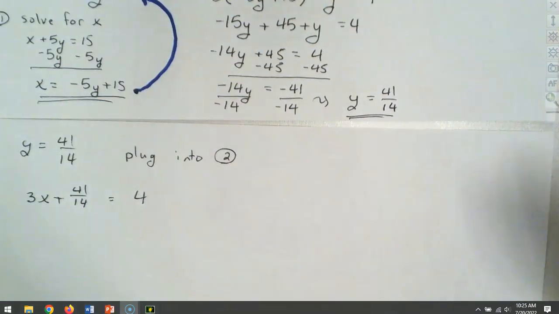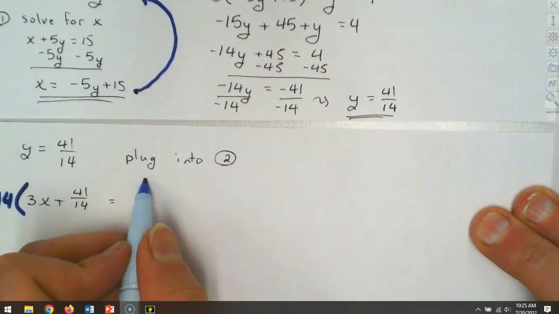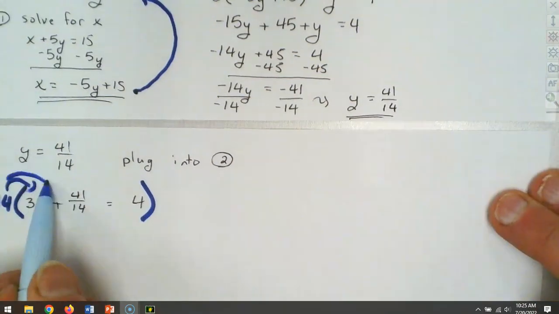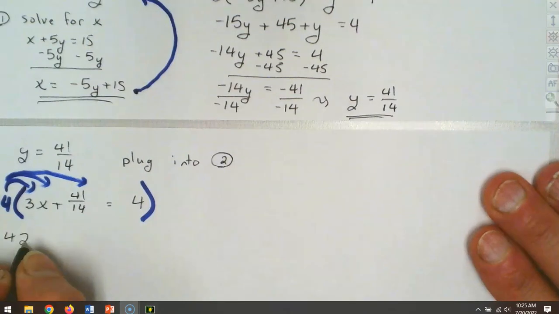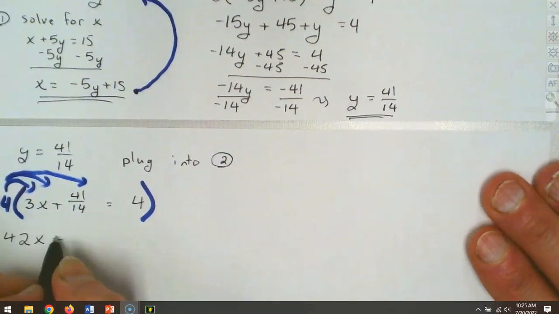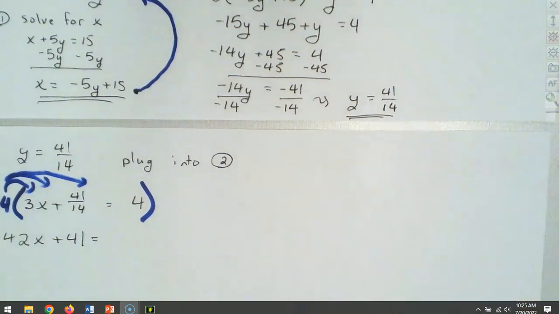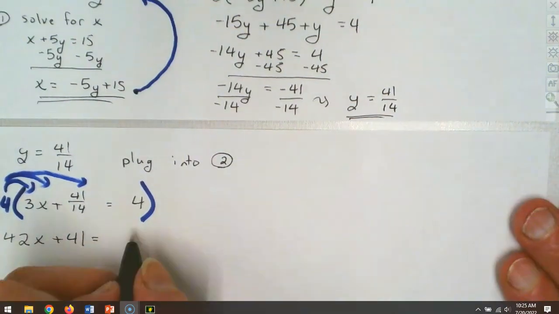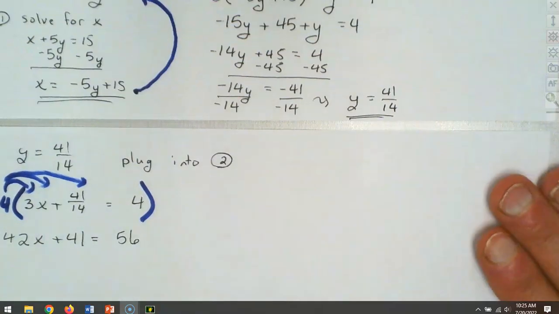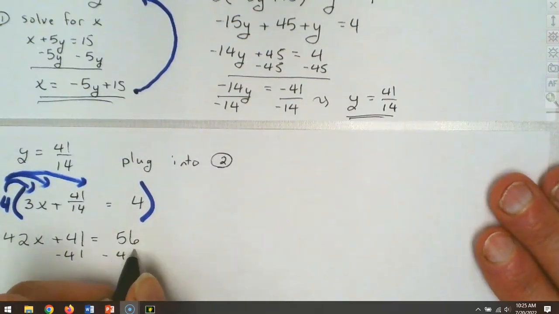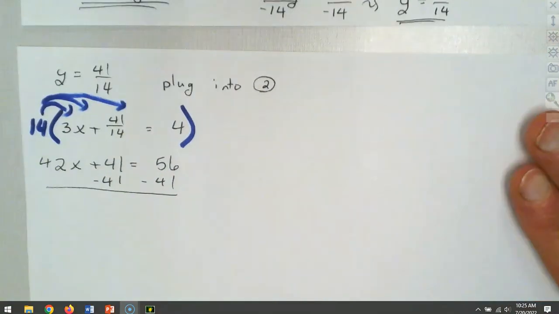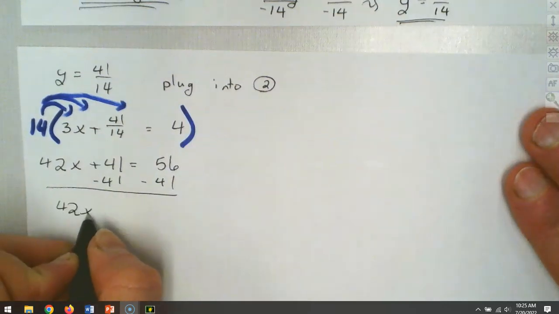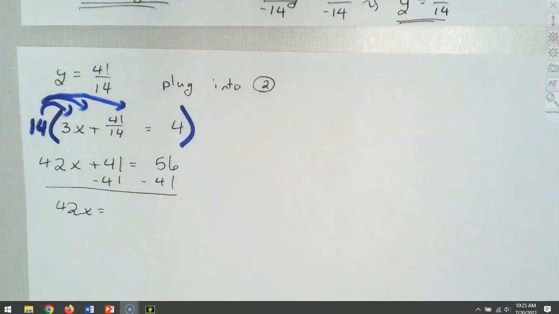Clear out your fractions by multiplying by 14. It's going to clear those out there. And 3 times your 14, well, that is 42x plus 41 equals 14 times 4, which is 56. We're going to move our 41 over with subtraction.